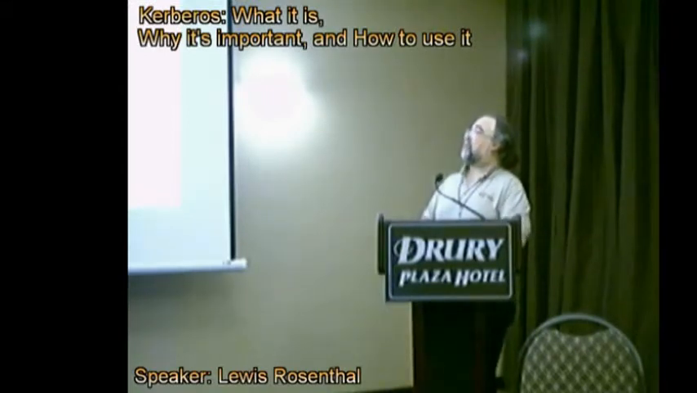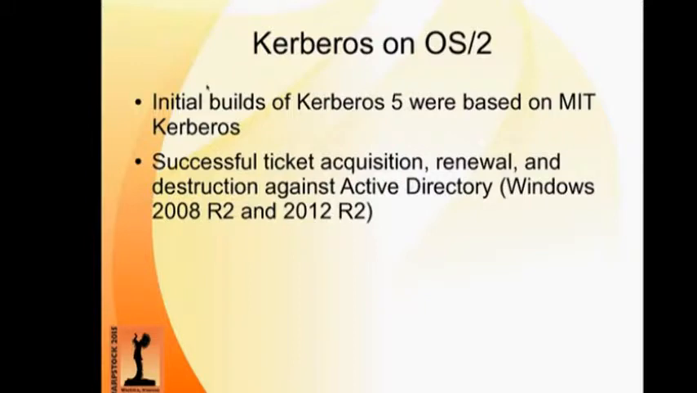So the initial builds of Kerberos 5, as I said, were based on MIT Kerberos. And Kerberos 5 is the fifth generation of Kerberos. There was a Kerberos 4, 3, 2, and original Kerberos. So we're up to level 5. We've been at 5 for quite some time, and I have absolutely no idea if and when we'll ever see Kerberos 6. There's really no need for it. There are very minor changes to Kerberos along the way at this point.